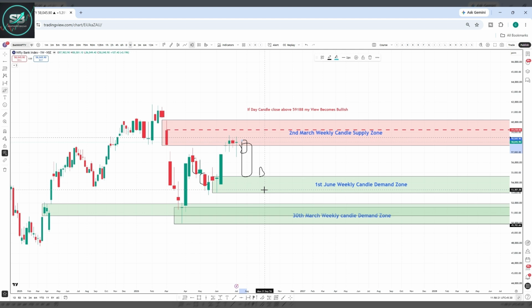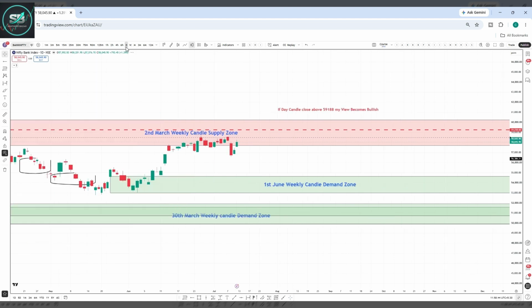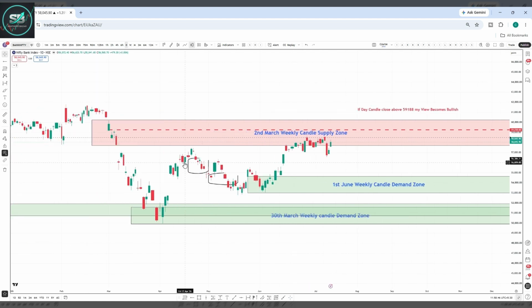If it breaks this demand zone, this will be my second target. But it is very difficult to break this demand zone because this is a fresh demand zone. When price comes for the first time here, definitely it is going to give a bounce. So this is my view on the weekly time frame in Bank Nifty. Now let's switch over to the daily time frame and see what demand zones and supply zones we have in Bank Nifty.